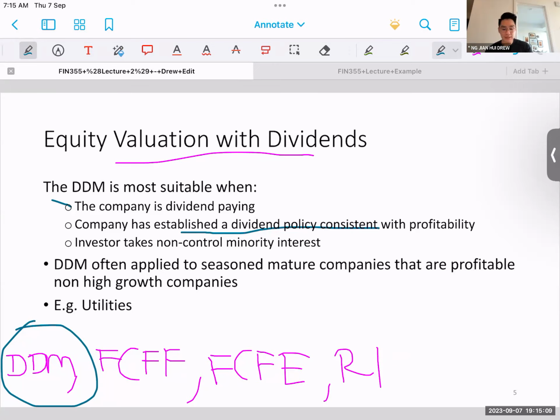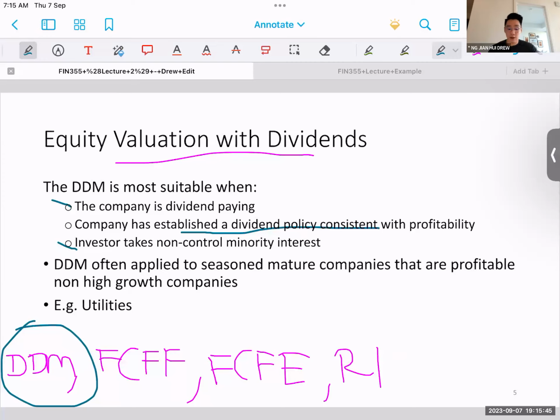And last but not least, the investor takes a non-controlling minority interest. Why is this important? Because if you are a non-controlling minority interest shareholder, basically what you're interested in is just getting dividends, right? We are not interested in owning the company, because of course maybe you only have 5% or even 1% of the company, right? So your interest is mostly on the dividends that you receive. Of course, there could be capital appreciation as well, but mostly it's about dividends, right?